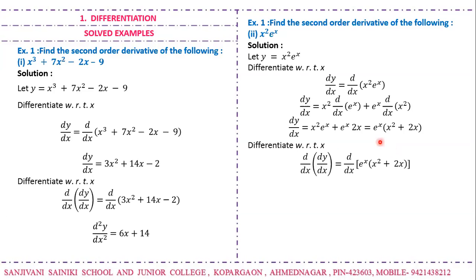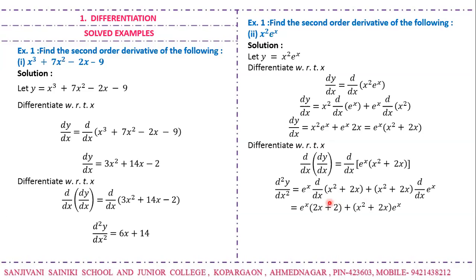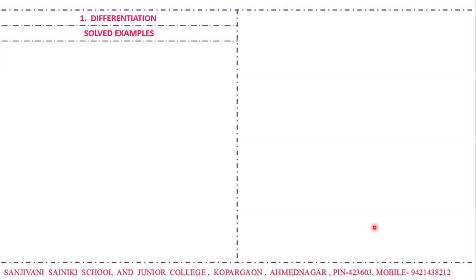Now again differentiate with respect to x because we want to find the second order derivative. So derivative of the derivative, dy by dx of dy by dx, is nothing but d2y by dx square. And here again we got the product of two functions. So first function as it is, derivative of the second function, plus second function as it is, derivative of the first function. So derivative of x square plus 2x is 2x plus 2, and derivative of e raised to x is e raised to x. So what we got, e raised to x in bracket x square plus 4x plus 2, is the second derivative of the given function.